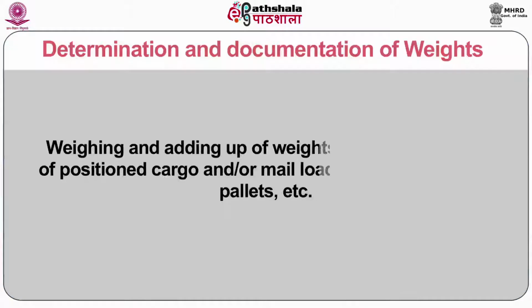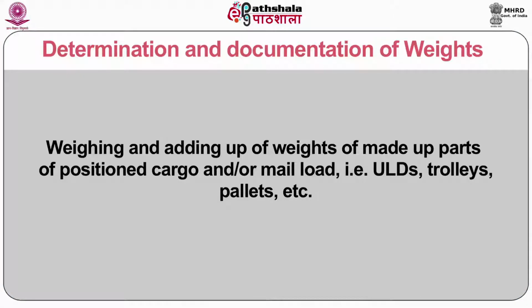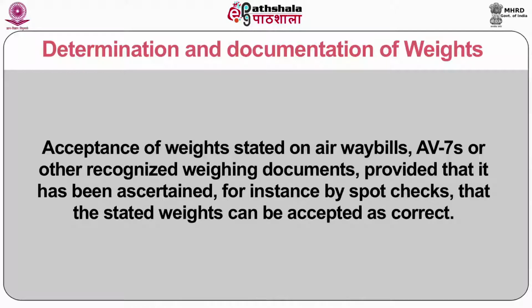Weighing and adding up the weights of individual cargo and/or mail shipments. Weighing and adding up the weights of made up parts of positioned cargo and/or mail load, that is ULDs, trolleys, pallets, etc. Acceptance of weights stated on airway bills, AV7s or other recognized weighing documents, provided that it has been ascertained, for instance by spot checks, that the stated weights can be accepted as correct.